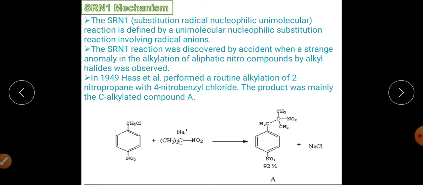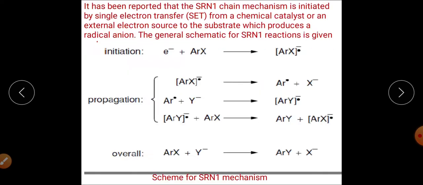As far as the chemistry is concerned, as far as the mechanism is concerned, it generally proceeds with single electron transfer. Means, as the word radical is here in this particular mechanism, it will be initiated by some initiator, and then the reaction will propagate, and finally the reaction will be terminated. So this mechanism proceeds with single electron transfer mechanism, SET mechanism, and this is called SRN1 mechanism.